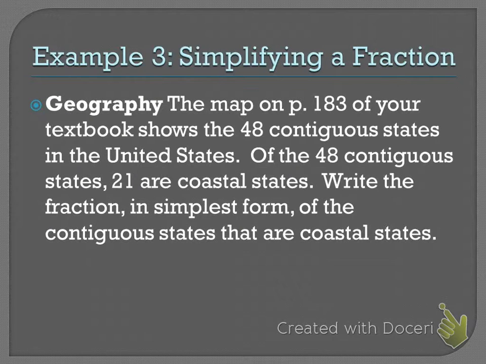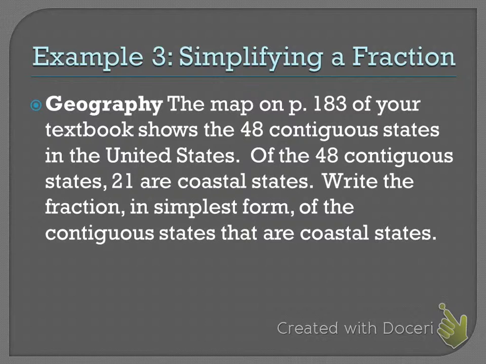All right, so now let's look at a word problem. It's a geography problem. Basically, it says that your textbook shows 48 contiguous states in the United States. Of the 48 contiguous states, 21 are coastal. Write the fraction in simplest form of coastal states to contiguous states.